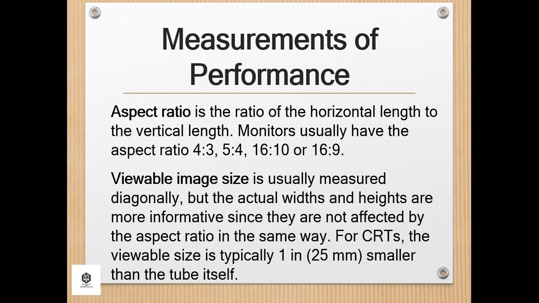Another measurement of performance is the aspect ratio. Aspect ratio is the ratio of the horizontal length to the vertical length. Monitors usually have an aspect ratio of 4 to 3, 5 to 4, 16 to 10, or 16 to 9. Viewable image size. Viewable image size is usually measured diagonally, but the actual widths and heights are more informative since they are not affected by the aspect ratio in the same way. For CRT, the viewable size is typically 1 inch smaller than the tube itself, or 25 millimeters.